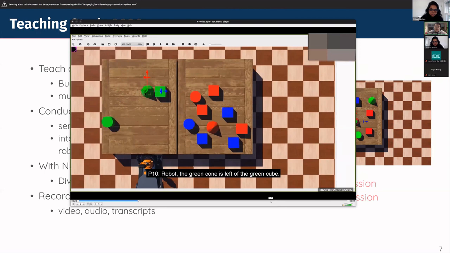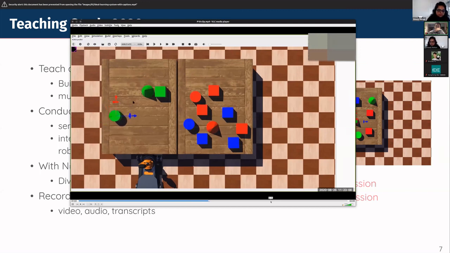Robot, the green cone is left of the green cube. I have learned an example of left of. Robot, can you move the green cylinder left of the green cone? Okay, I'm taking control of the mouse. Done.